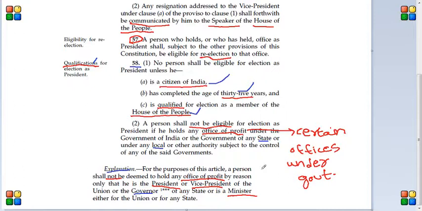So that means even people belonging to these offices can become a president, but not other offices. But actually office of profit is a little bit complicated thing that will be dealt in other videos. Just remember that they should not hold an office of profit.